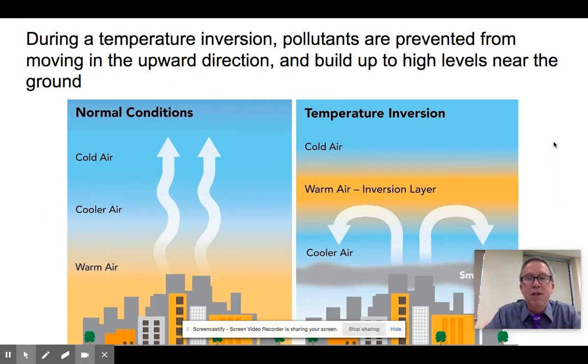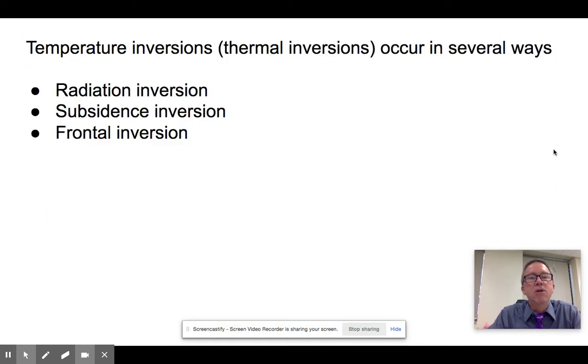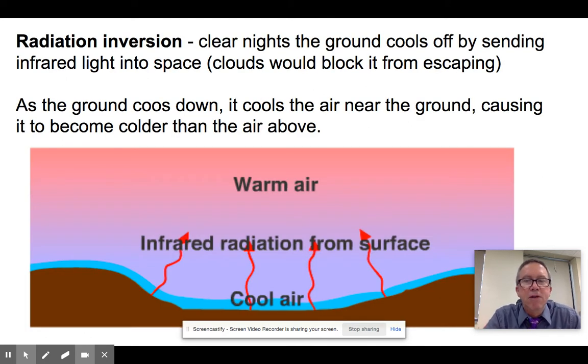And I think I just told you this, so I don't need to go any further with this. So there's three ways in which these temperature inversions occur. One is called radiation inversion. Don't worry, it's not as scary as it sounds. There's subsidence inversions and there's frontal inversions. Let's look at each of those. Let's start with the most common kind, and the kind that you can see quite frequently right here in our area. So a radiation inversion works this way.